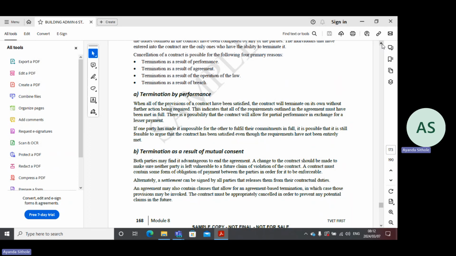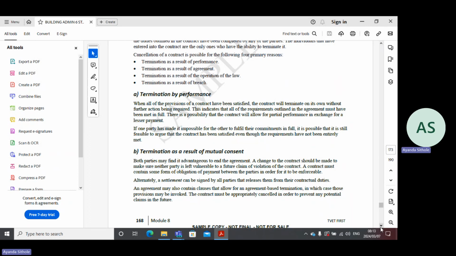If one party has made it impossible for the other to fulfill their commitments in full, it is possible that it is still feasible to argue that the contract has been satisfied, even though the requirements have not been entirely met. So that is basically termination by performance.